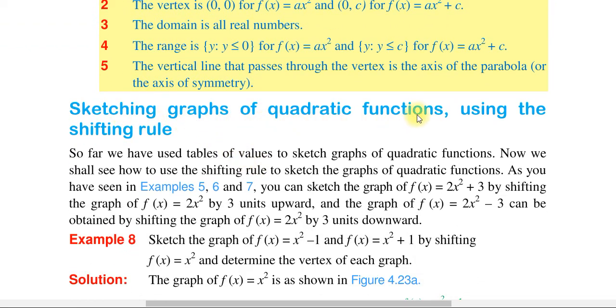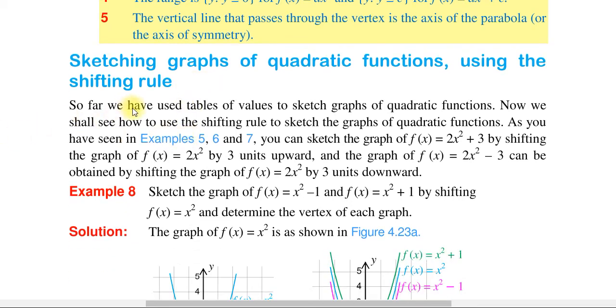Sketching the graph of a quadratic function using the shifting rule. So far we have used a table of values to sketch graphs of quadratic functions.